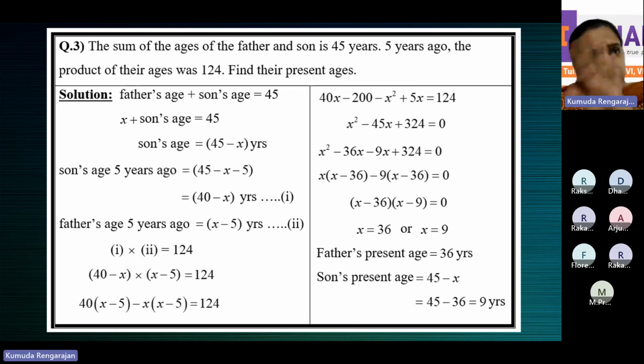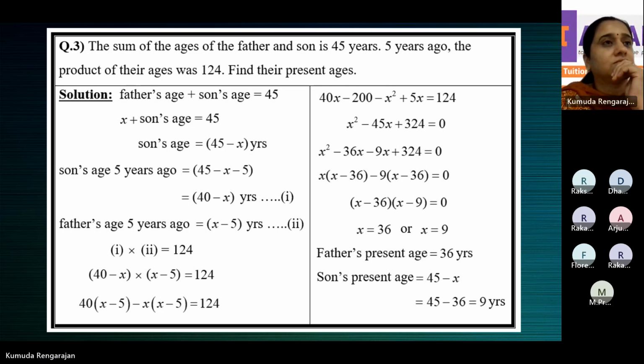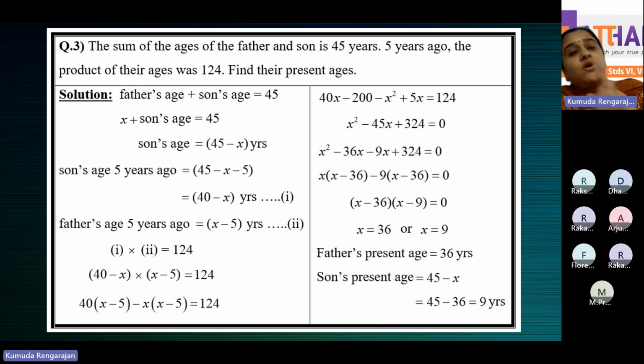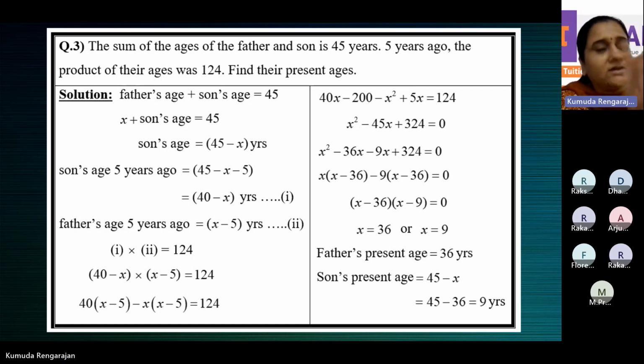Here we have taken the father's age as x. You got 36. The other number, 9, will be the answer if you have taken the son's age as x. You will always get the answer like that. We have taken x as the father's age, so x is 36 and 9 we are leaving. If you have taken the son's age as x, then you will go with 9 and leave 36. You will get 36 and 9 only there also. Is that your question?